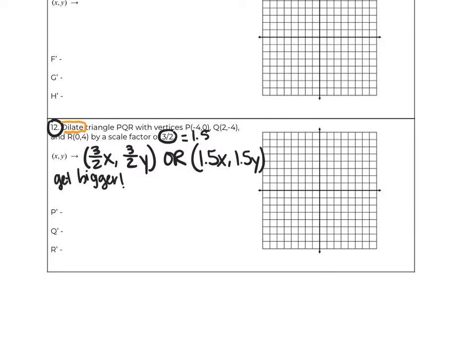Alright, I'm not gonna graph the pre-image. I want you guys to do that. So take a minute, graph the pre-image, and also figure your new points. I will give you one example here. So if I do 1.5 times -4, I get -6, and if I do 1.5 times 0, I still get 0. So pause, finish those off.